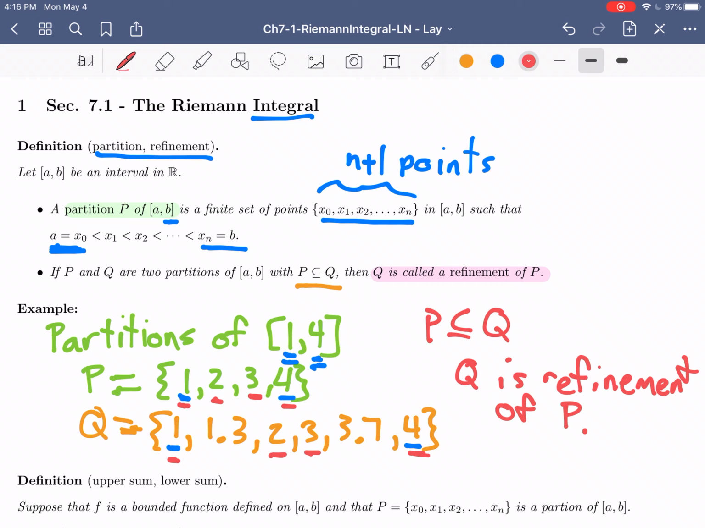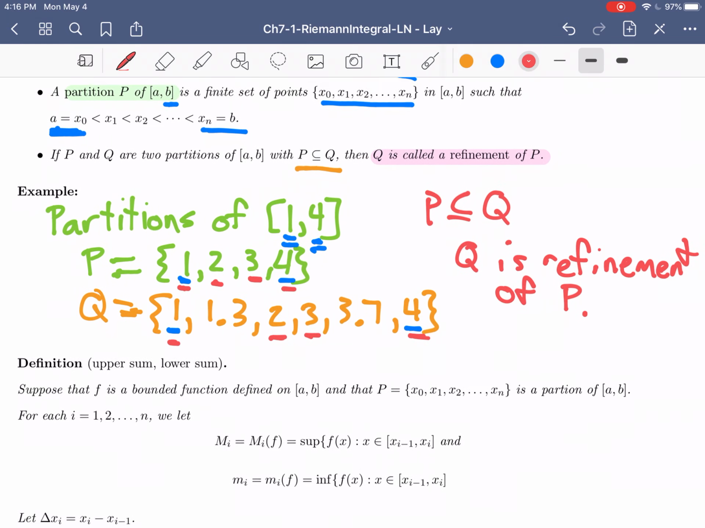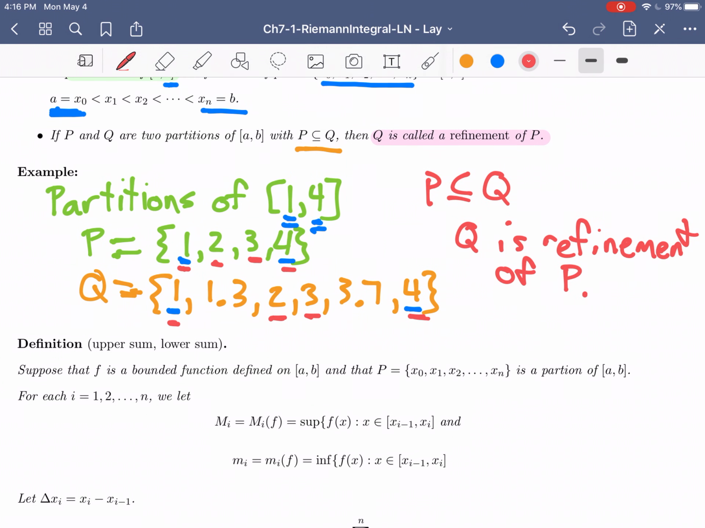All right. In the next video, we will look at upper and lower sums and start to build this idea of a Riemann integral.